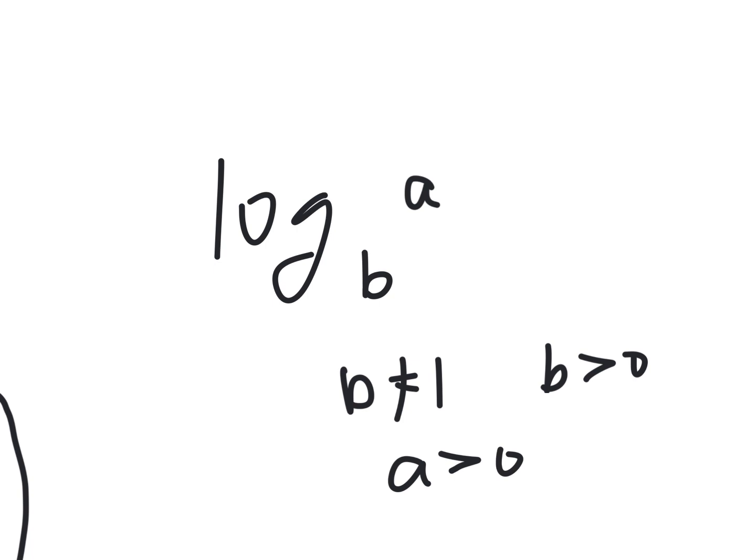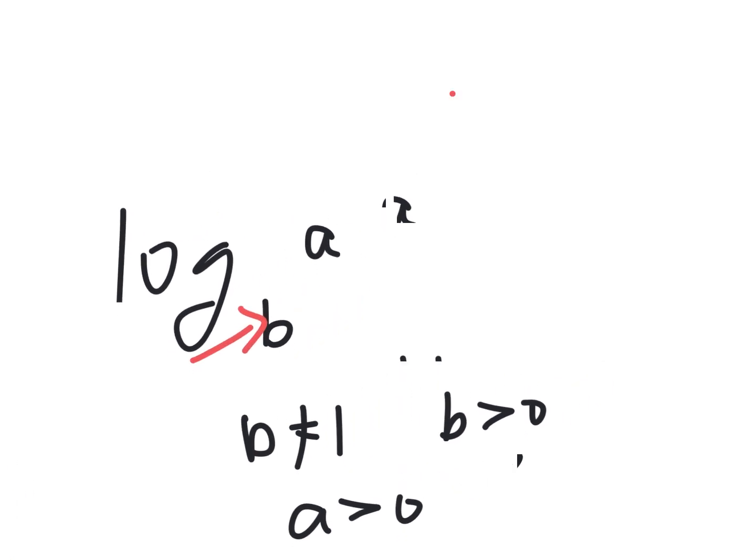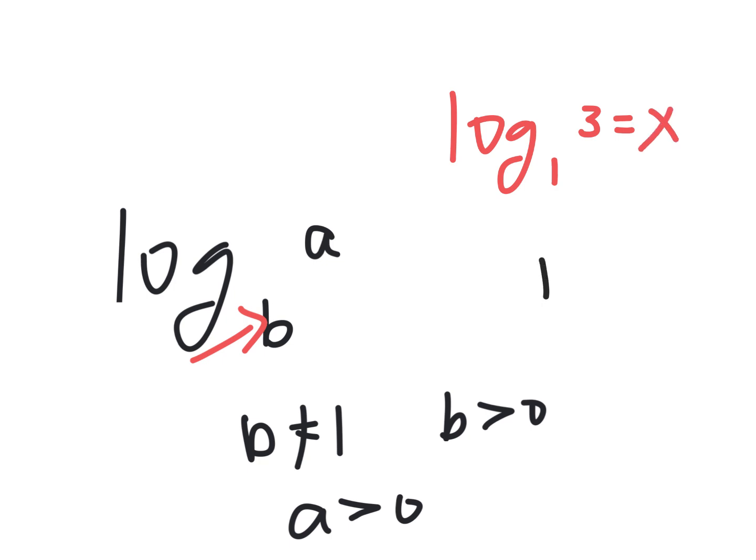You can't have a 1 down here because you might have a situation like this. Log base 1 of, let's say, 3 equals what? And then you'd be like, well, 1 to the x has to equal 3. And then you'll play with it for a while until you figure out that's not possible. So you can't have a 1 in the base. All right. Any questions about that?